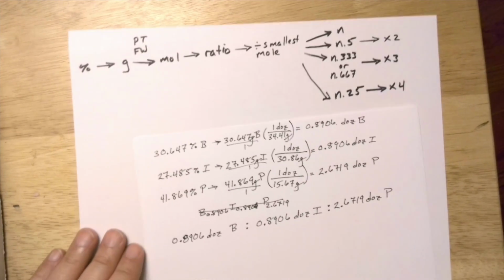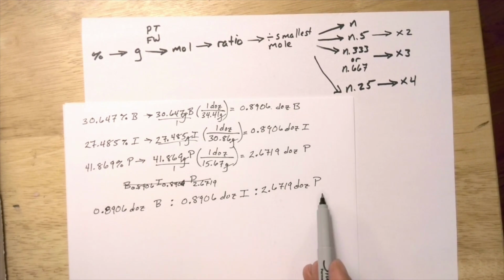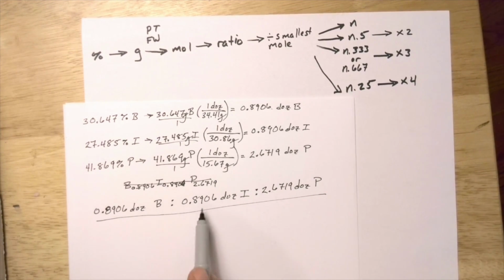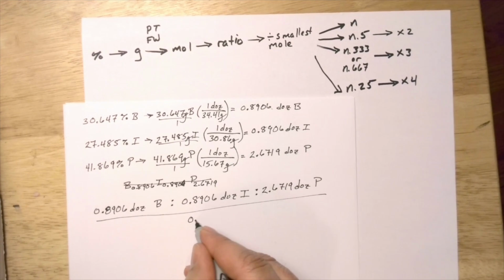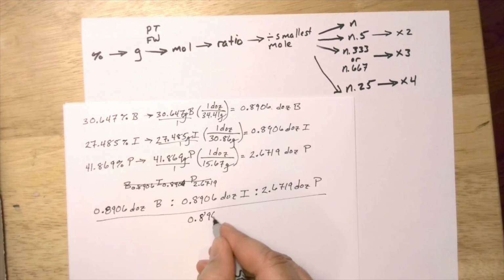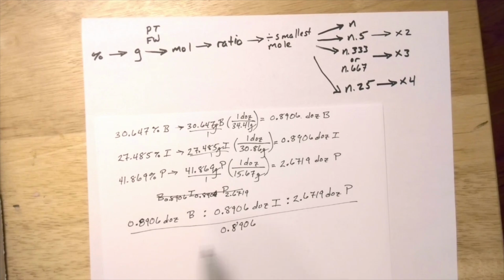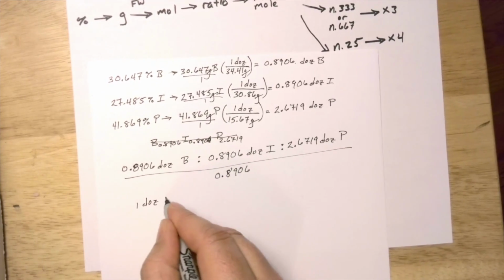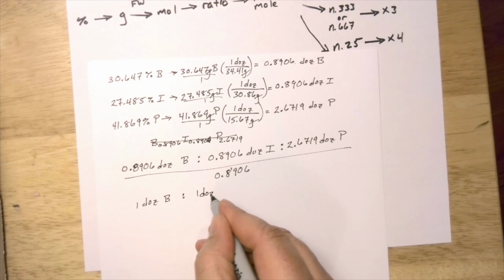Then the next part is you want to divide by the smallest mole. In this case, we're going to divide by the smallest dozen. So you look at these three right here and find the one which is the smallest one. When we have two of them, they have the same number, so it really doesn't matter which one. So 0.8906. You're going to divide all three of these by the same number. So in this case, if I do that, I end up with 1 dozen binder clips. If I divide these two, I'm going to have 1 dozen index cards.